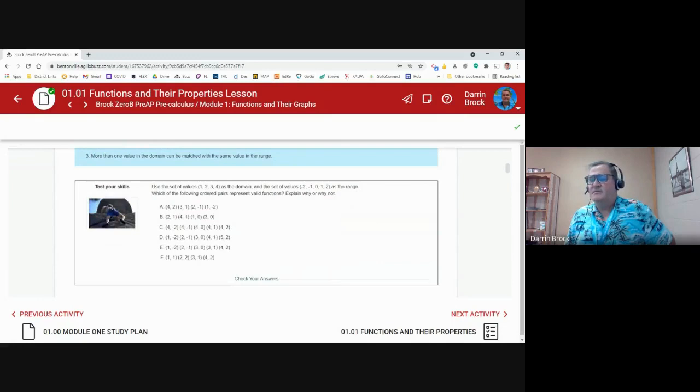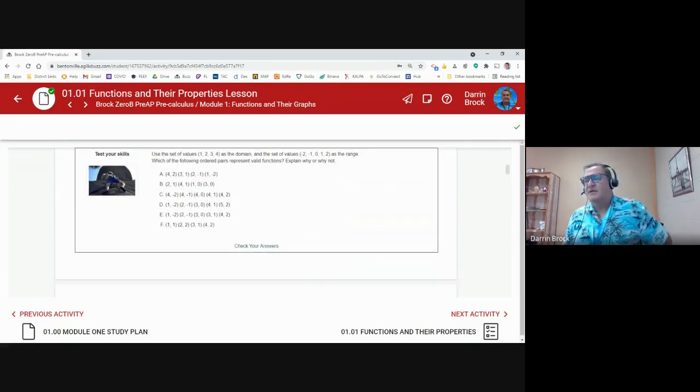Here is, and anytime it had these things, I made this where it actually would work for you. Test your skills. It says, look at these and figure out which of these are functions. So you can go through these examples and say, is A a function? (4, 2), (3, 1), (2, -1), (1, -2). Is that a function? Is this a function?